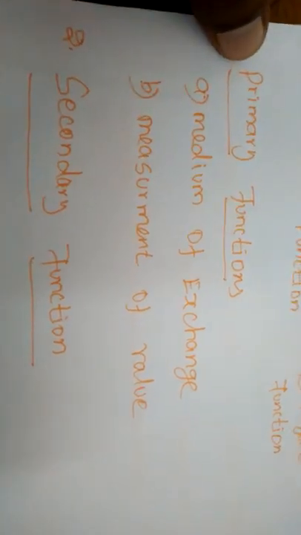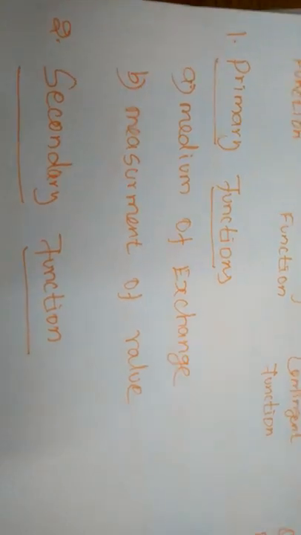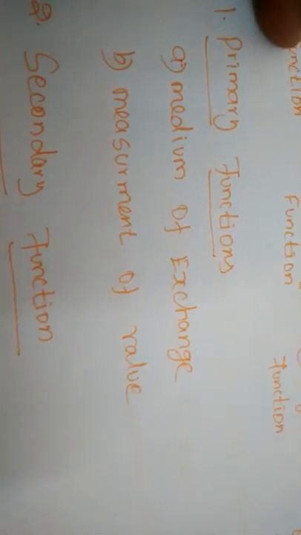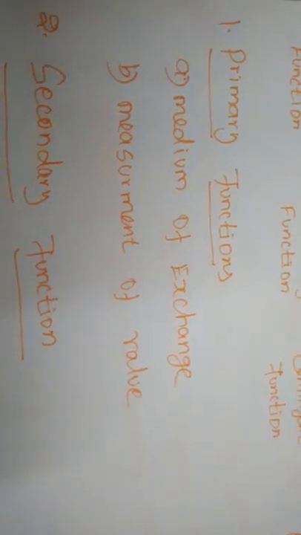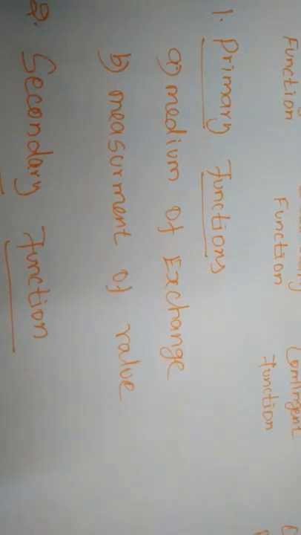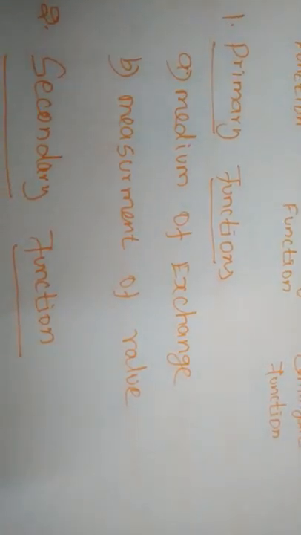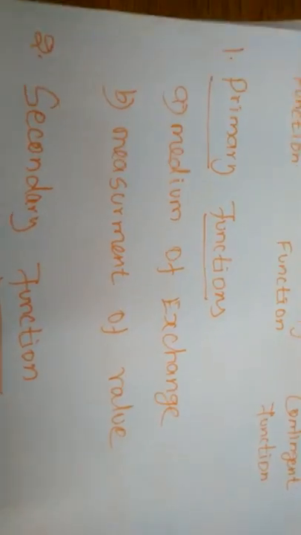But in the barter system, this was not possible. Even if the buyer and the seller wanted to exchange goods and commodities, they would get other goods only as a medium of exchange. But after the invention of money, some gain was achieved. That gain is that money acts as a medium of exchange.